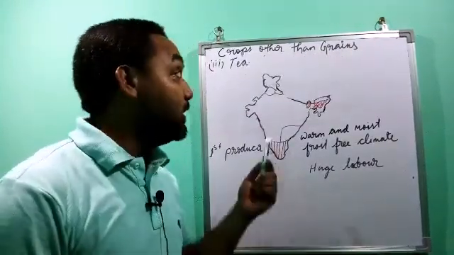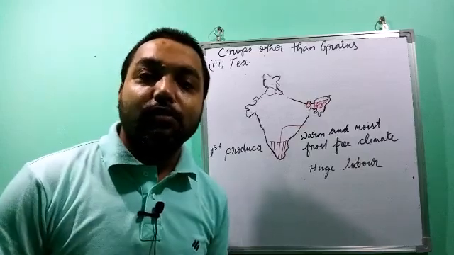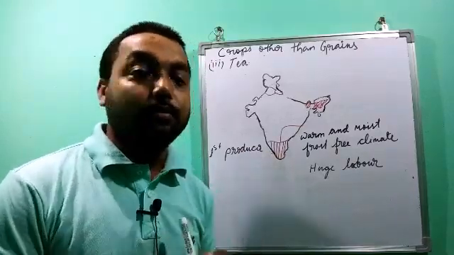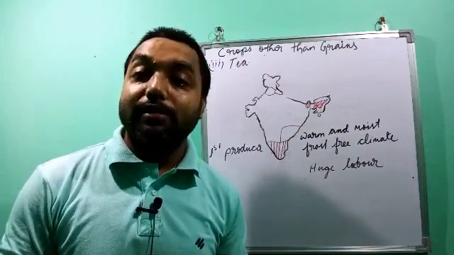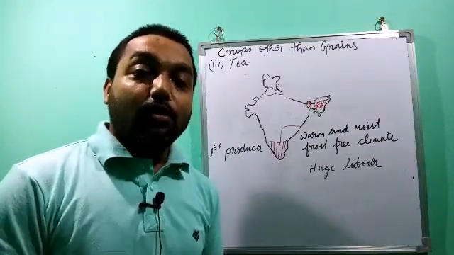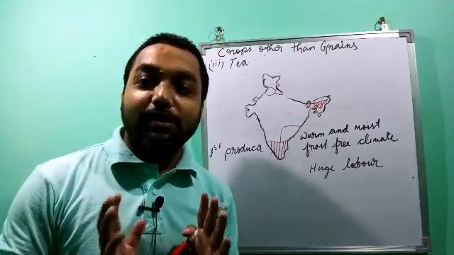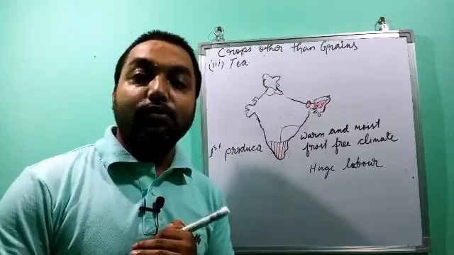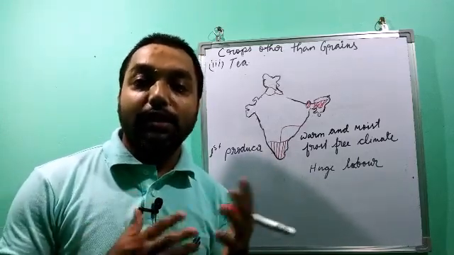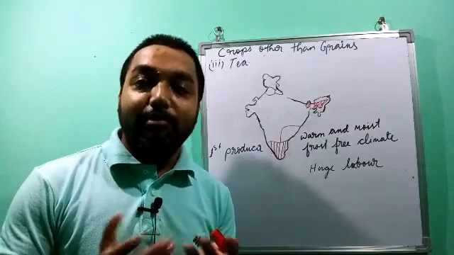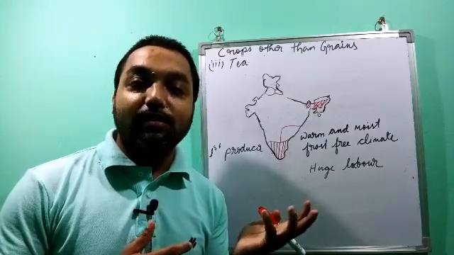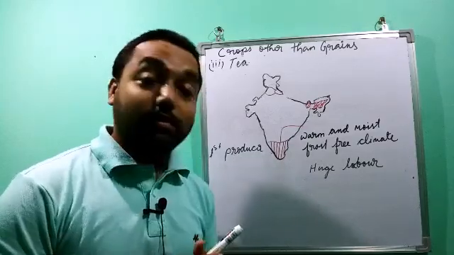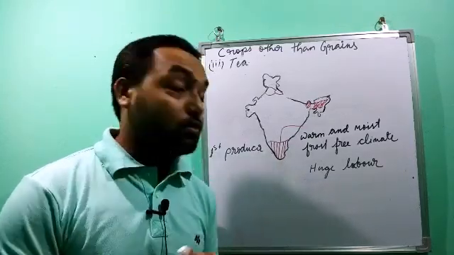Next crop that we will study is tea. It is the most important plantation crop. Plantation crop, already we have discussed what is plantation crop. So tea is the most important plantation crop that is grown in India. The cultivation of tea was first started by the Britishers in India. At that time, most of the owners of the tea gardens were Britishers. But at present, most of the owners of the tea gardens are Indians. So Indians have overcome the Britishers in this field also.